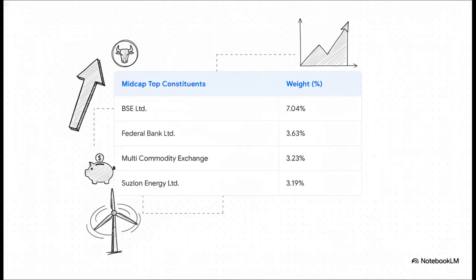And when you look at the specific top constituents of the mid-cap 50, you see completely different names driving the performance. We've got BSE Ltd at the top with over 7%, followed by Federal Bank and Suzlon Energy. The usual mega-cap suspects are completely gone, replaced by these emerging powerhouses.